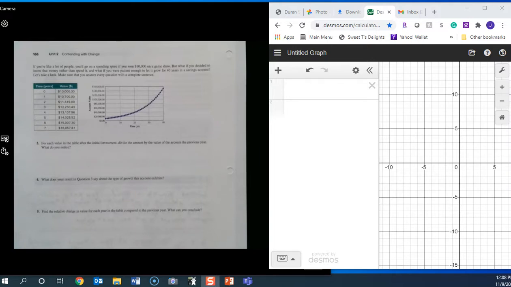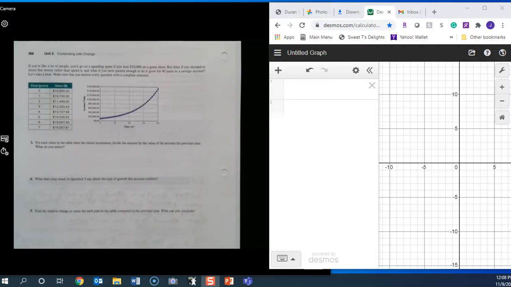On the next page, it says if you're like a lot of people, you go on a spending spree if you won $10,000 on a game show. But what if you decided to invest that money rather than spend it? And what if you were patient enough to let it grow for 40 years in a savings account? Let's take a look. Make sure that you answer every question with a complete sentence.